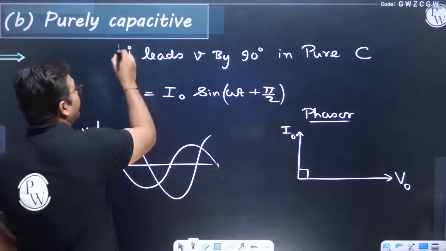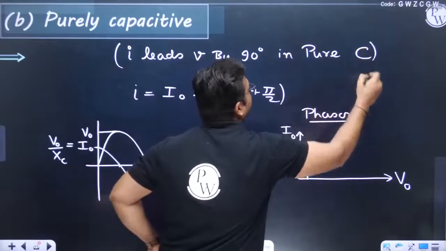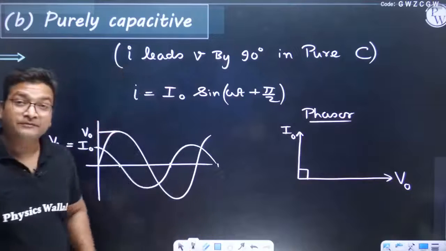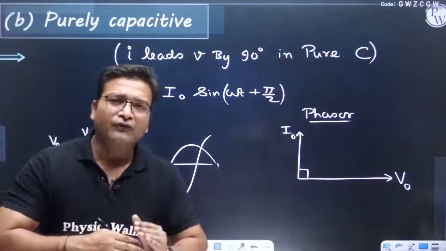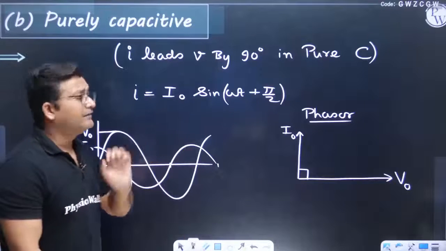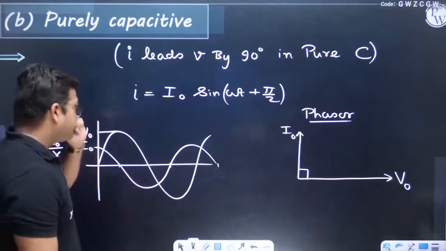And this is a very important line. You all should remember that in a pure capacitor, current leads voltage by 90 degrees, or voltage lags current by 90 degrees. Okay.